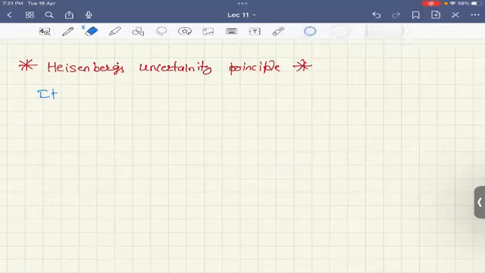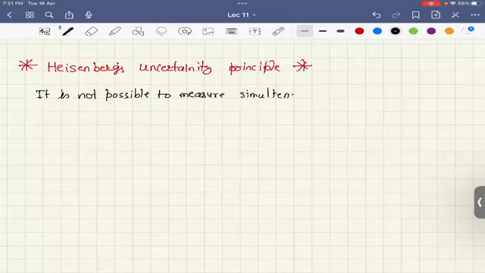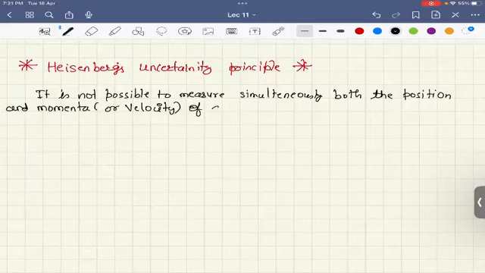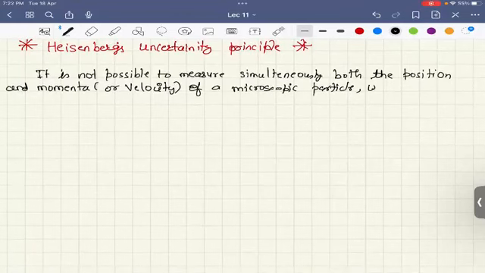This is the statement of Heisenberg's uncertainty principle, which states that it is not possible to measure simultaneously both the position and momentum, also called velocity, of a microscopic particle with absolute accuracy.